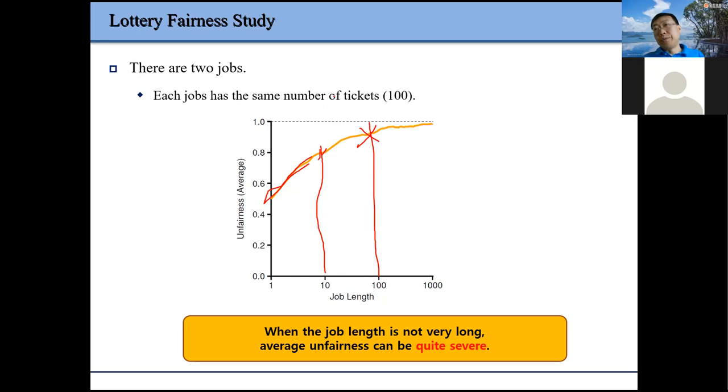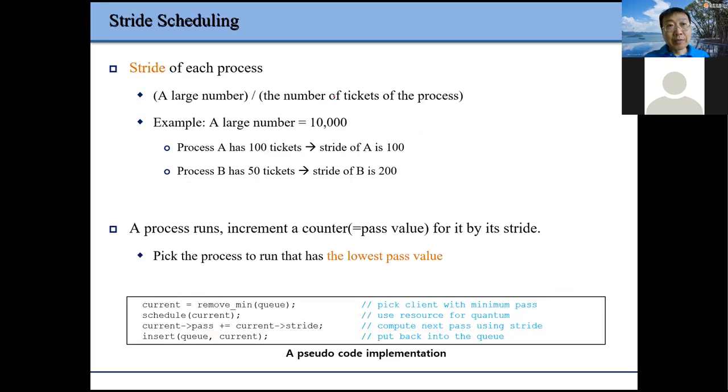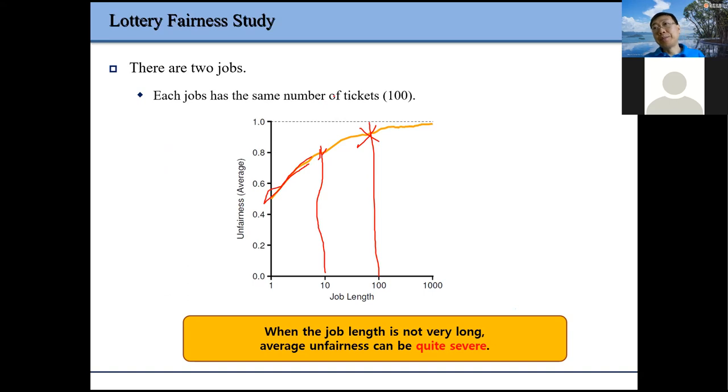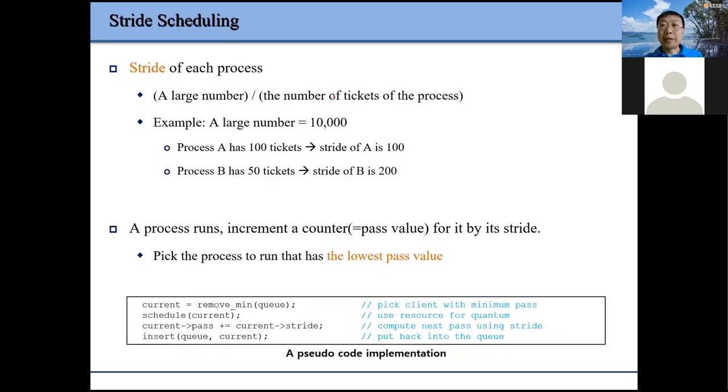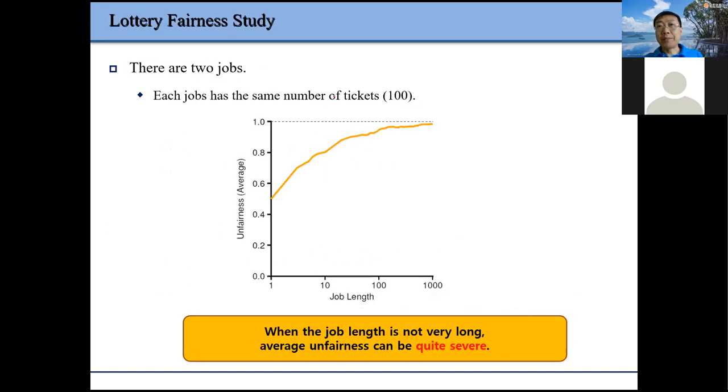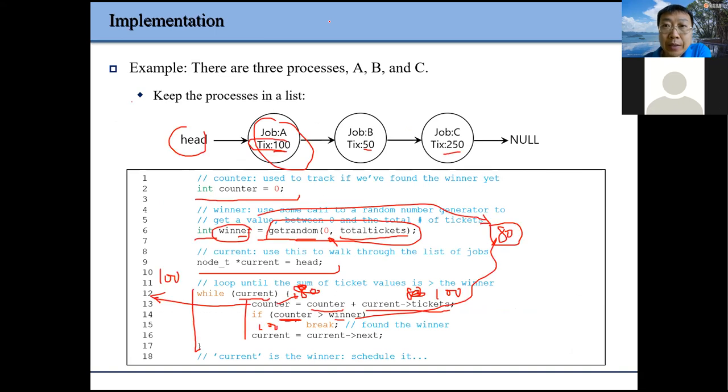So that's the issue related to the lottery fairness. So this is why we go to another algorithm. We want to have some deterministic behavior for this algorithm. So before we go there, let me go back to answer some questions related to this lottery scheduling.